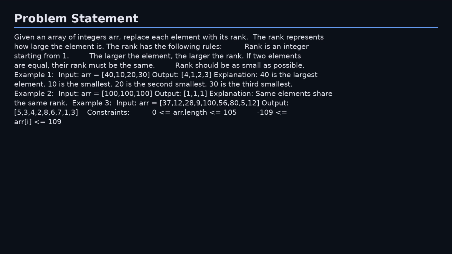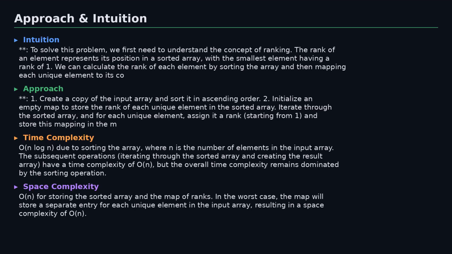To solve this problem, we need to understand the concept of ranking. Think of it like a competition where each element is a participant, and the rank represents its position in the final standings. The key insight here is that we can calculate the rank of each element by sorting the array and then mapping each unique element to its corresponding rank. This ensures that equal elements have the same rank and the rank is as small as possible. For instance, if we have multiple elements with the same value, they should all have the same rank. This intuition is crucial to solving the problem. So make sure you understand it before we move on to the solution.